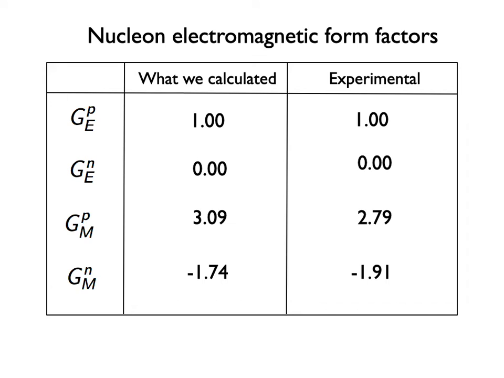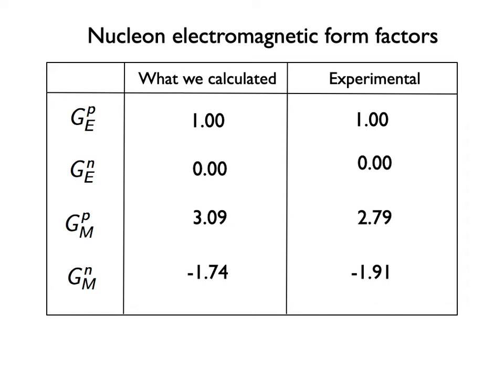The GM, or magnetic form factors, are equal to the magnetic moments of neutrons and protons, while the GE, or electric form factors, are equal to their charges. The GEs that we calculate are guaranteed to be equal to their experimental values of 0 and 1 only when the Ward-Takahashi identity is satisfied, and the fact that we've got 0 and 1 is a fairly clear indication that gauge invariance is being maintained.